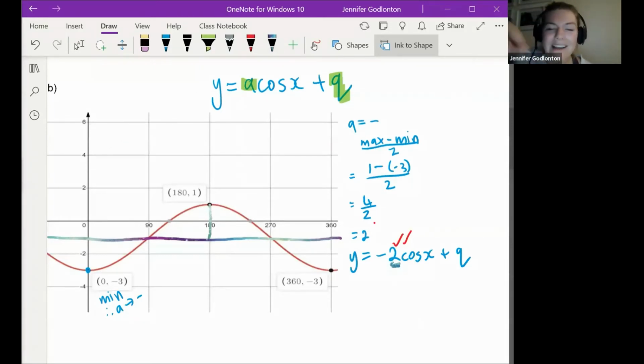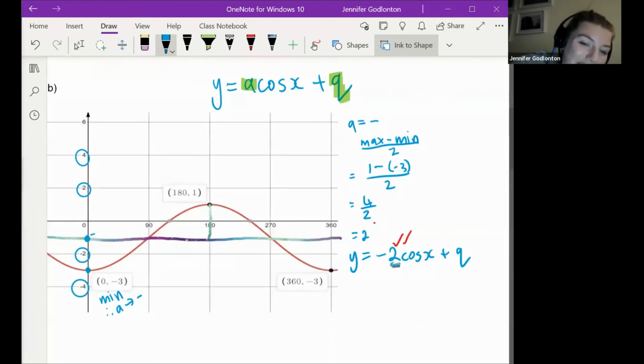Let's move past that. Once we have that center line, it essentially tells us what q is. That means we have moved down. It's not a half because I'm not going up in 1s, I'm going in 2s, which means that point over there is -1. I've moved down 1. And so it would be y is equal to -2 cos x minus 1.